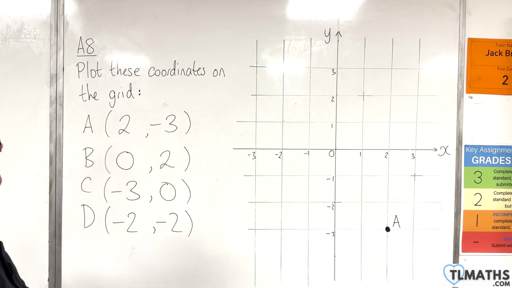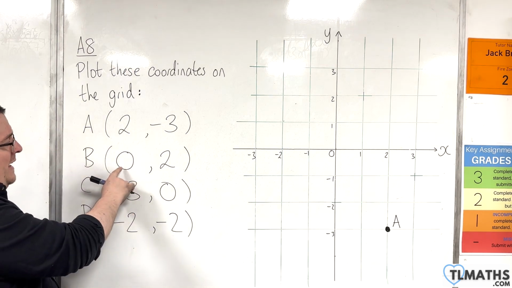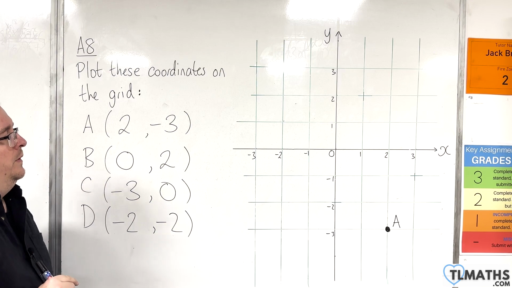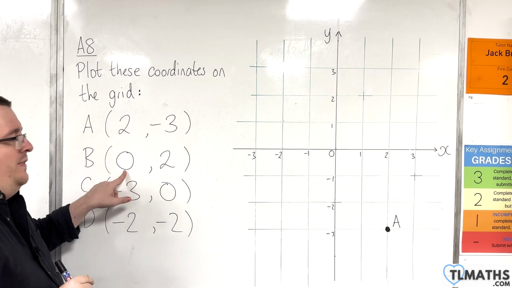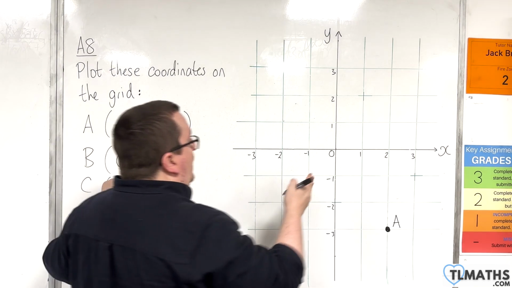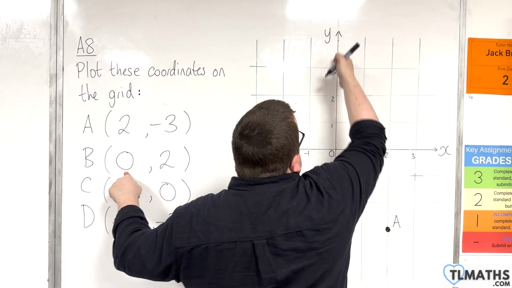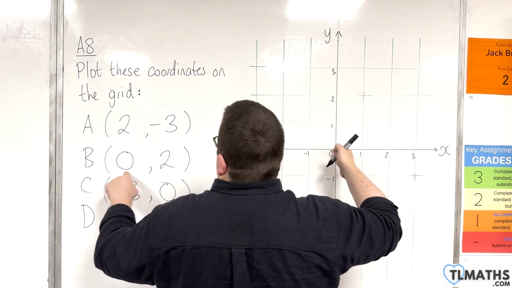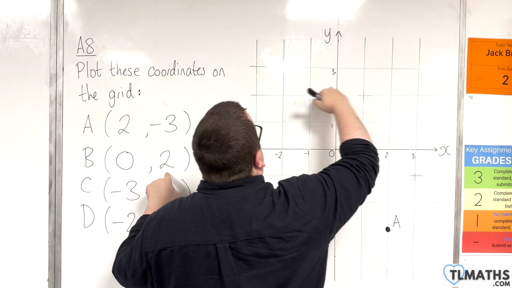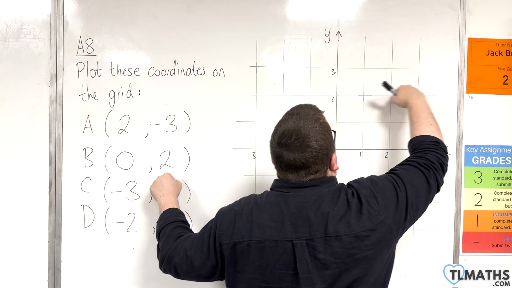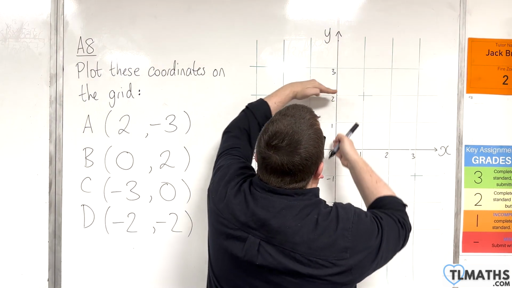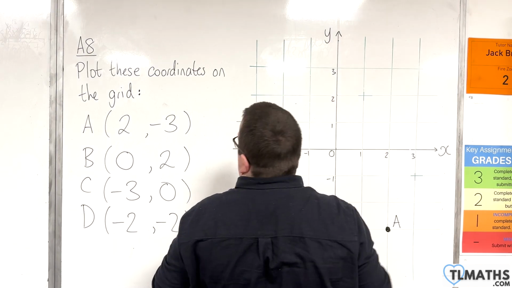Right, the next one is 0, 2. So this is at the intersection of x equaling 0, which is actually the y-axis, and y equaling 2, which is that horizontal axis. So where they intersect is actually at that point there.